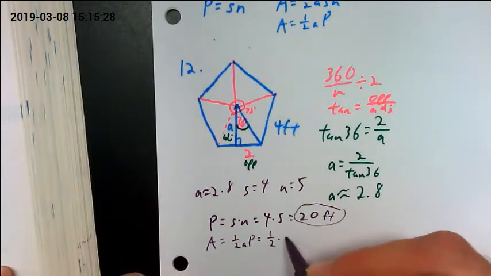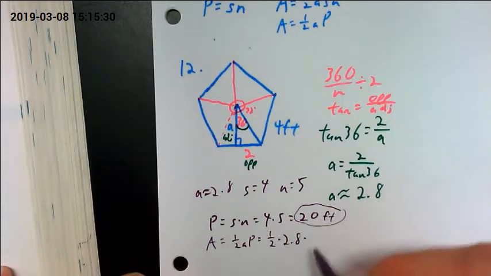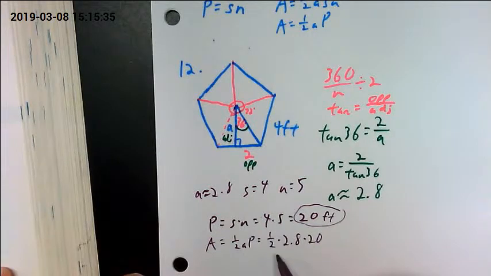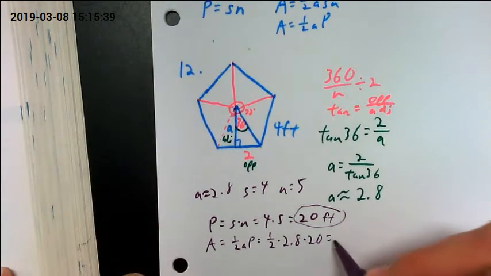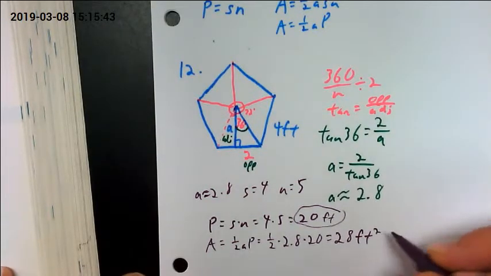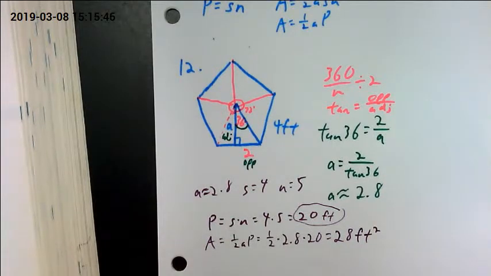The second formula, 1/2 AP. So 1/2, our apothem of 2.8, times our perimeter of 20. It doesn't matter the order you multiply those in. So I'd actually think it's easier to do 1/2 of 20, which is 10. And then 10 times 2.8 is 28. And now this is going to be in feet squared because it's area. Again, anytime you're doing units for area, they should always be units squared.